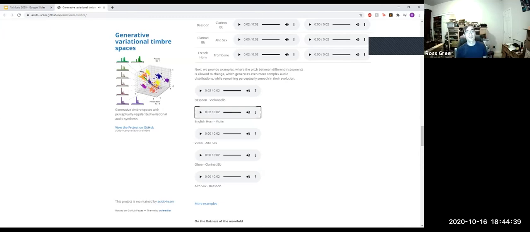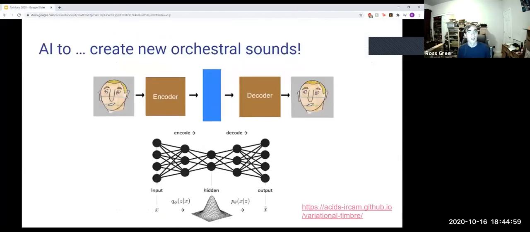So what I hope you all heard is that there was a timbre change happening here, and halfway through each of those, sure, we started at English horn and ended at violin, but the sound in between was a brand new sound altogether that doesn't exist. So that's the cool thing: we can use autoencoders to create these timbral spaces. All right, so that's the autoencoder.